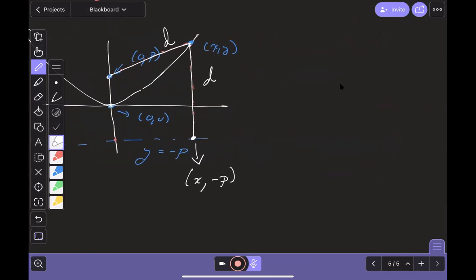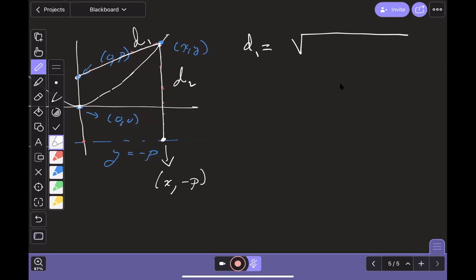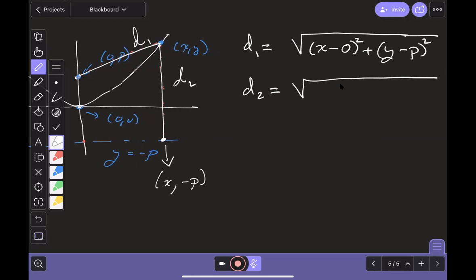Let's write this down. So the distance here, I'll call it D1, I'll call this D2. Let's write down D1 first. What's it going to be? It's going to be x minus 0 squared plus y minus p squared. Don't be alarmed. What's D2? It's going to be x minus x squared plus y minus a minus p, which is y plus p squared.